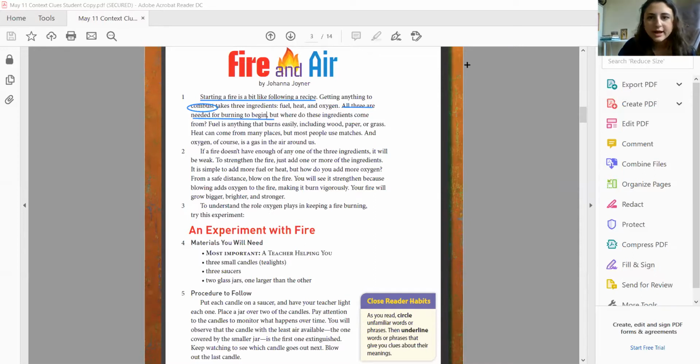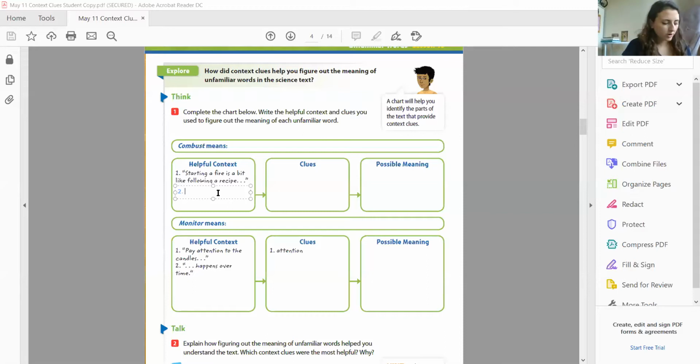So I'm actually going to go ahead and write that in the chart below. So we can go ahead and write that second piece of helpful context that I found. It says, all three are needed for burning to begin. Okay, so go ahead and copy that.